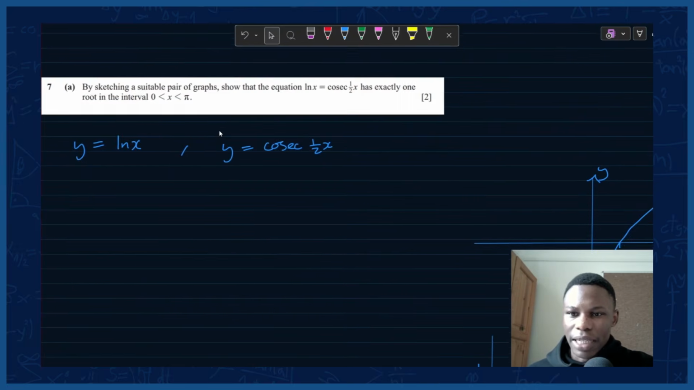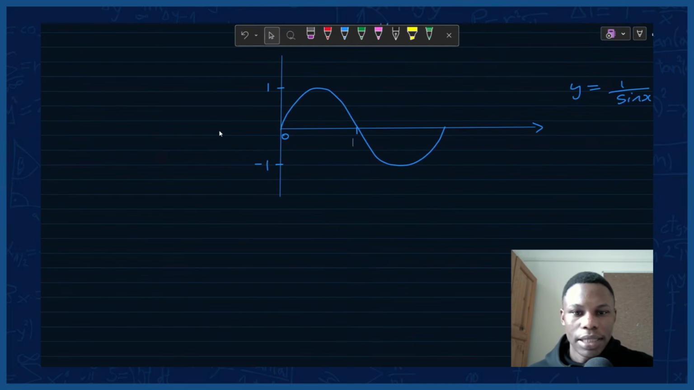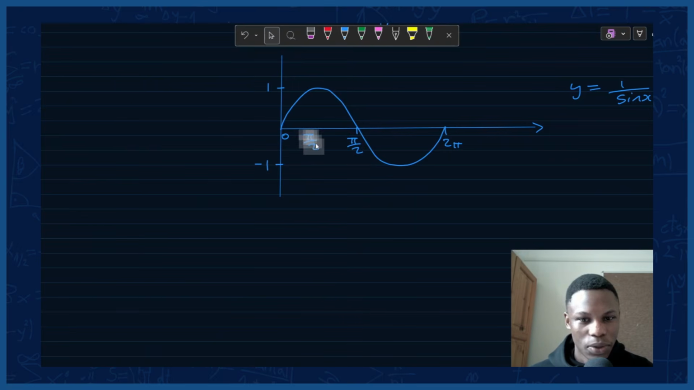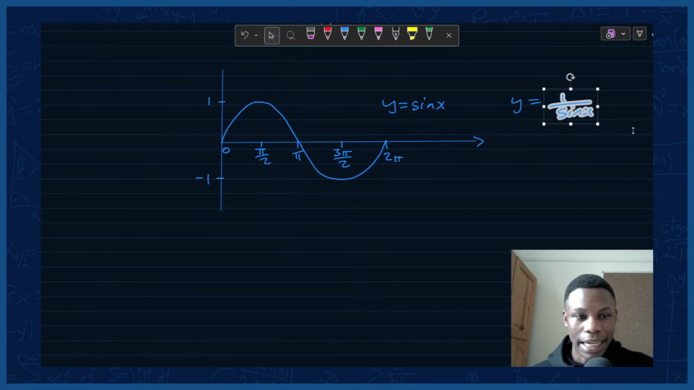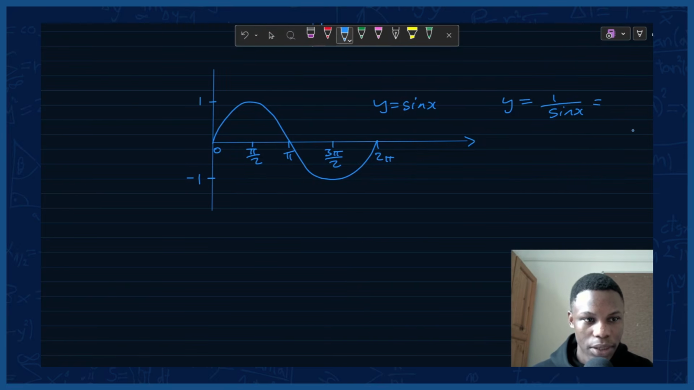I believe we're in radians, right? Yes, we're in radians. So that would be pi over 2, and this would be 2 pi. Pi over 2 would be the peak. I have no clue why I've put pi over 2 there, but okay. And this is pi, and then that's 3 pi over 2. There we go. This is the graph of y is equal to sine x. If I have y equals sine x, I can draw the graph of y is equal to 1 over sine x, which is going to be cosec x.